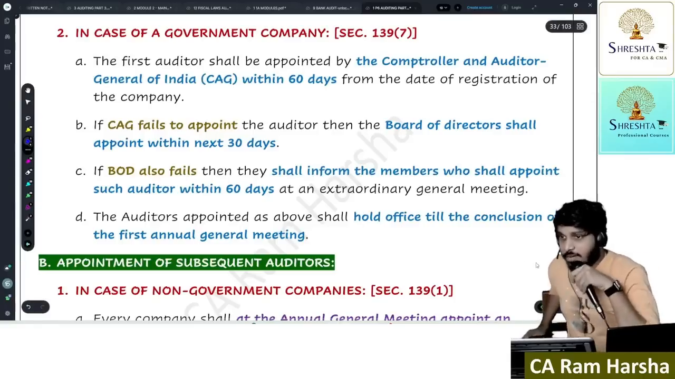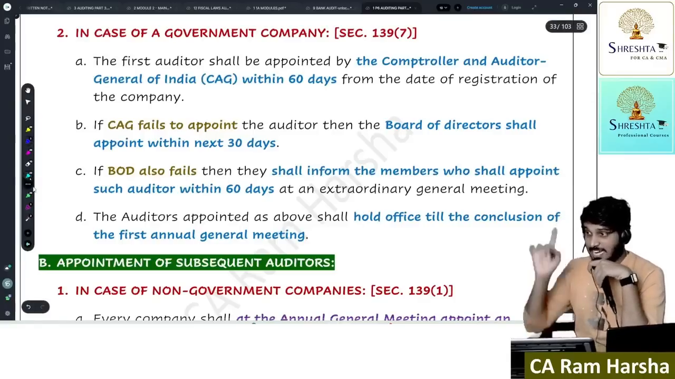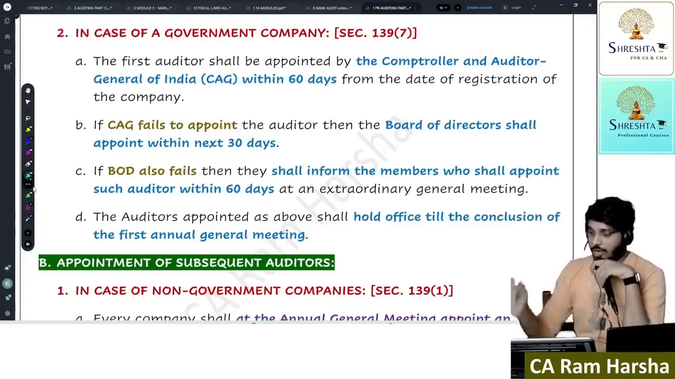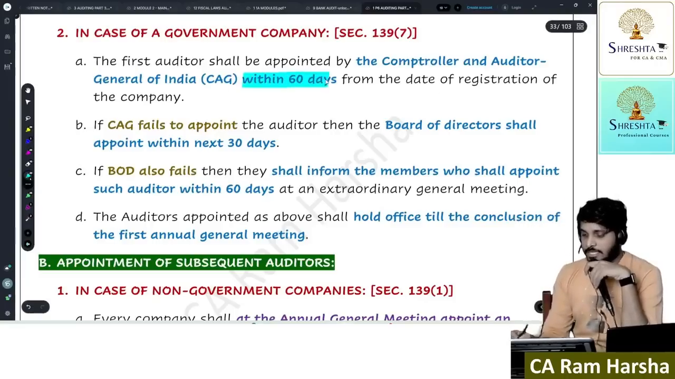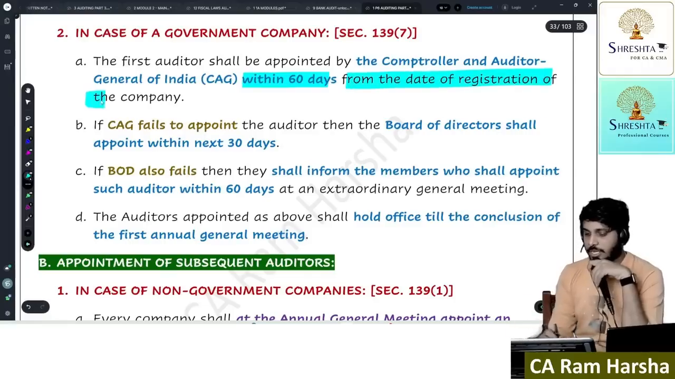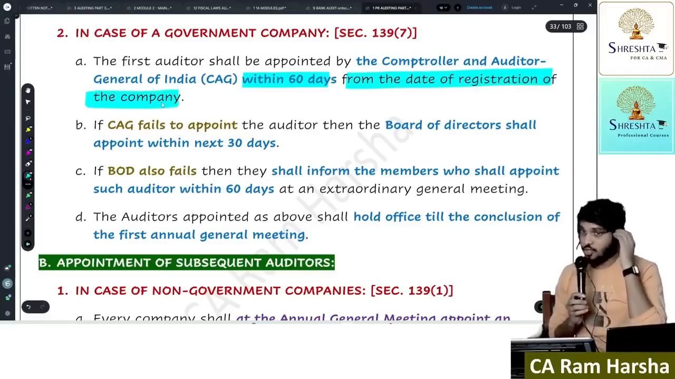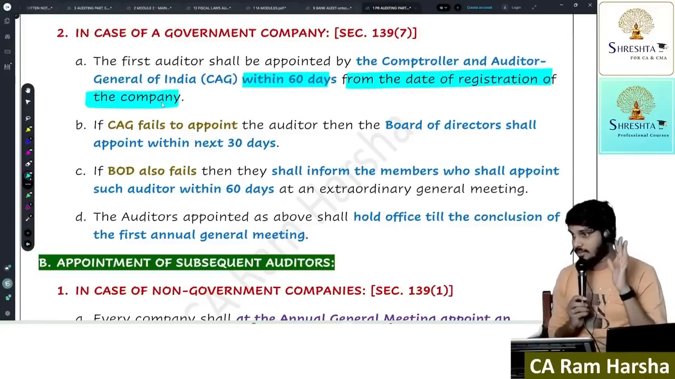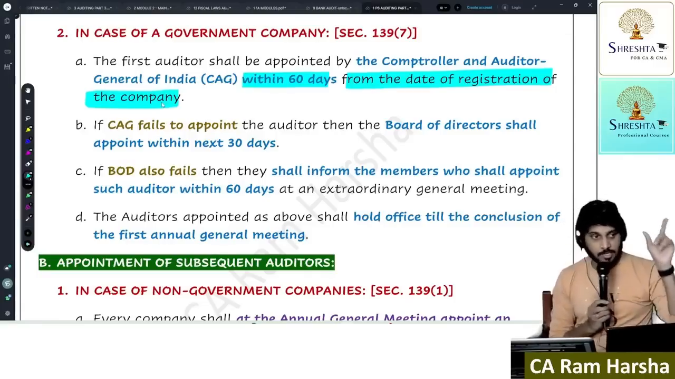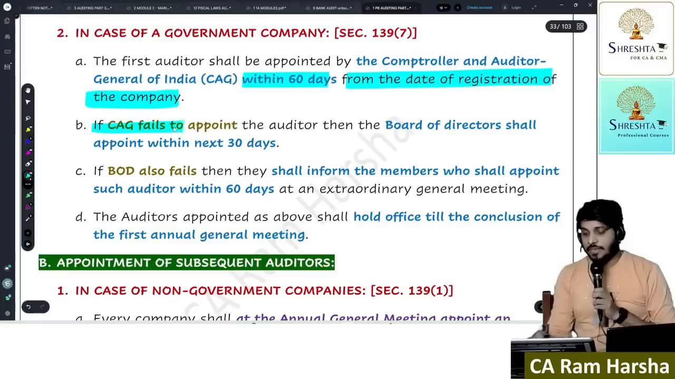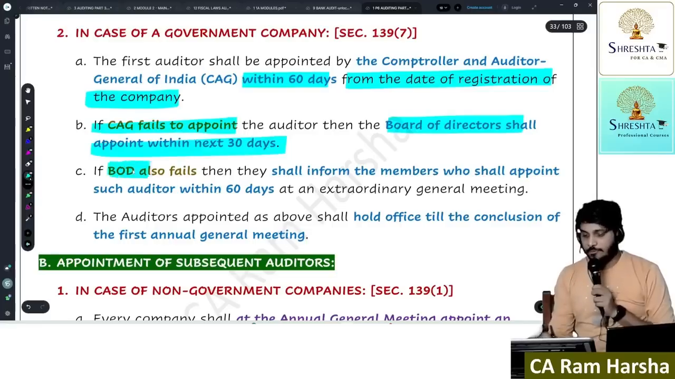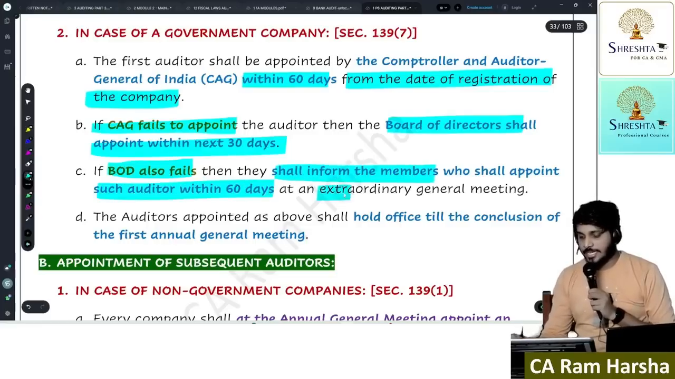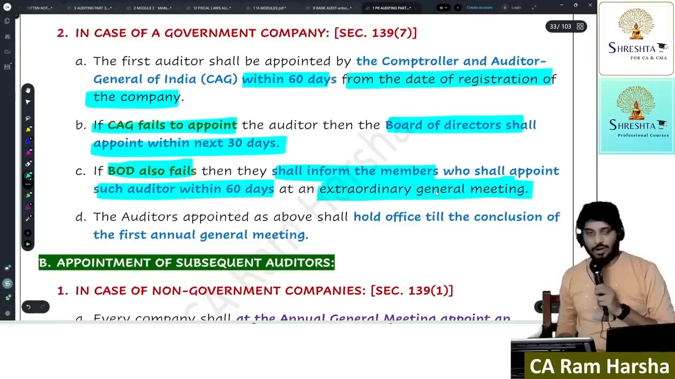The first auditor will be appointed by whom? Selection will be by C&AG. Appointment will also be by C&AG within 60 days from the date of registration. Many students fail to write the words from the date of registration. Complete answer: if C&AG fails to appoint, the board of directors will appoint within the next 30 days. If the board also fails to appoint, inform the members, who will appoint within 60 days at an EGM. This point many people will not write.